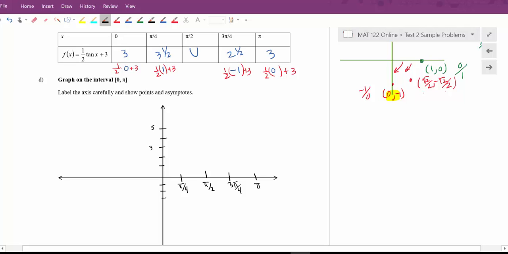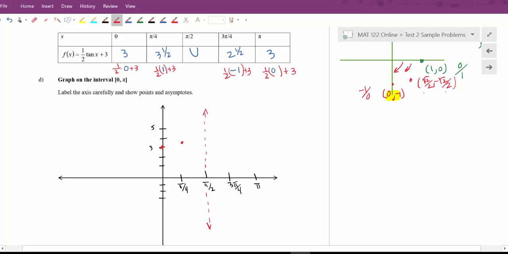And down a ways like this. Now let's just plot the points. So what we have is we had an asymptote here. So we're going to do an asymptote at pi over 2. Okay. We have a point 0, 3. We have a point pi over 4, 3.5.